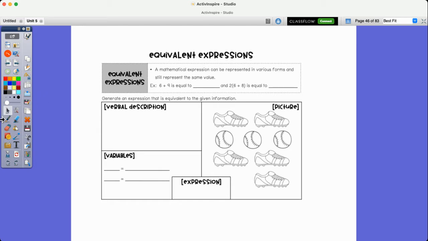Okay, we are working on equivalent expressions. So go ahead and get this out and let's get started.